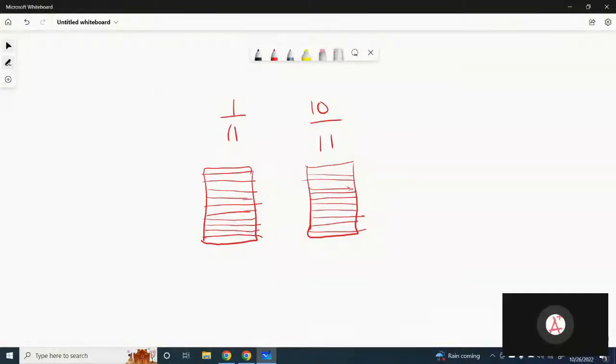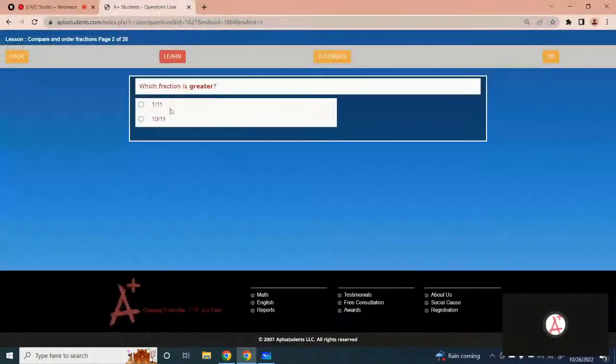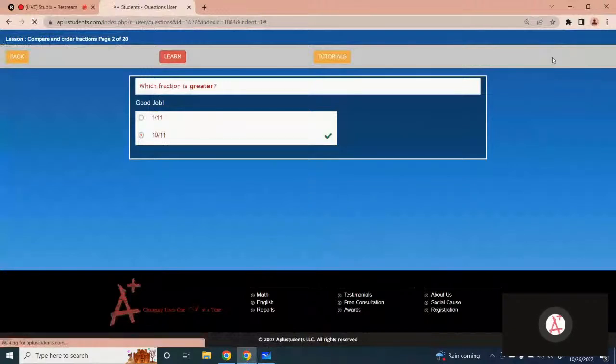Okay, now out of 11, just one is colored. You need to see which fraction is greater. And out of the 11, 10 of them are colored. So which one is greater? Yes, very good. 10 by 11 is greater than 1 by 11. Got it? 10 by 11 is more colored portion, so 10 by 11 is greater than 1 by 11. Got it? You can make the diagrams and just confirm your answers.